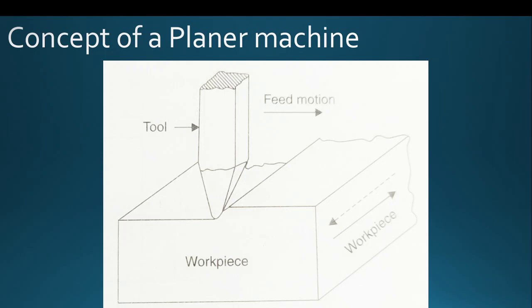But in the case of the planar machine, the tool is fixed in the tool head which is attached with the column in static condition, and instead of the tool, the table itself along with the workpiece is moving back and forth against the sharp cutting edge of the tool to remove the metal. So this is the very important difference between the shaper machine and planar machine. In shaper, the tool reciprocates. In case of the planar, the workpiece reciprocates with the help of the table.